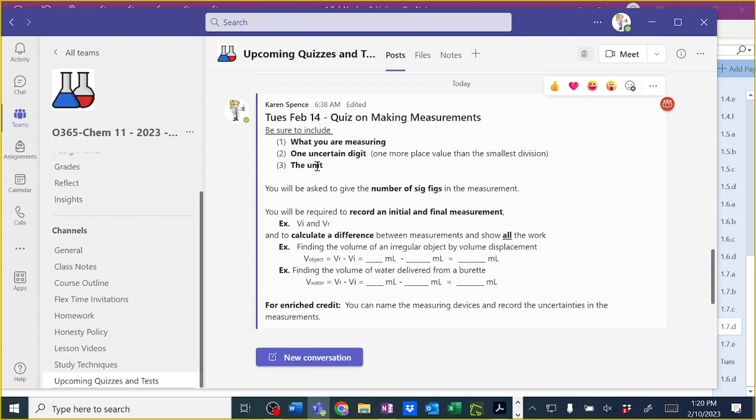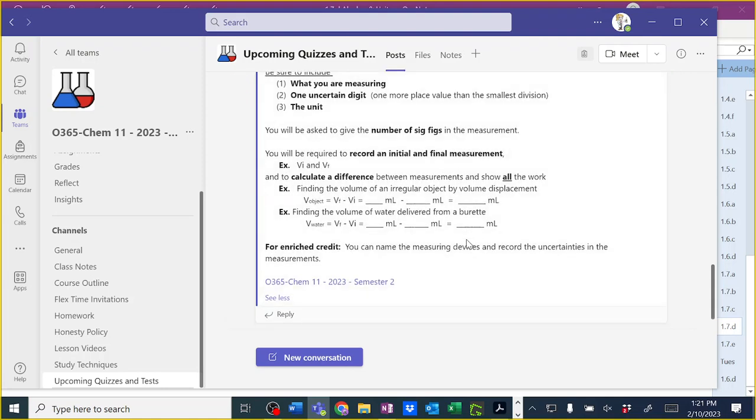You will be asked to give the number of sig figs for the measurement. You will be asked to record an initial and a final measurement and do the subtraction, just like we did yesterday with the burette. And for enriched credit, you can name the measuring devices, and if you wish to, record the uncertainties in the measurement. That would be for enriched credit. And if you're brand new, we have little things where you can get a bonus for it. It doesn't count against you if you don't do it. Okay? All right, so that's it.